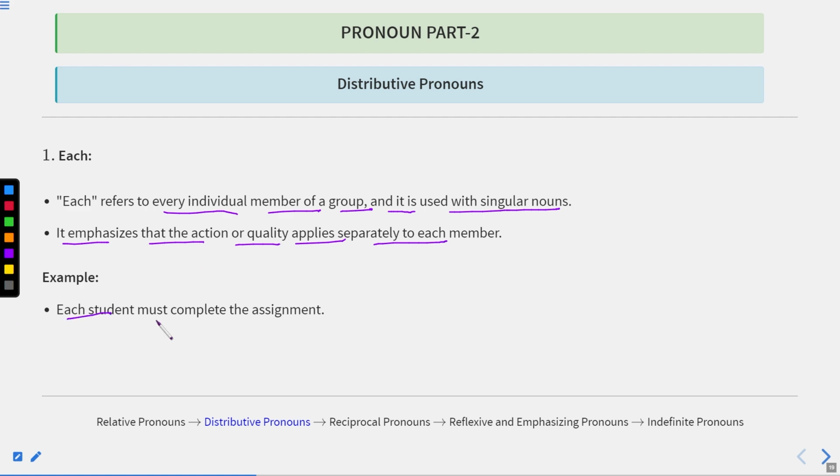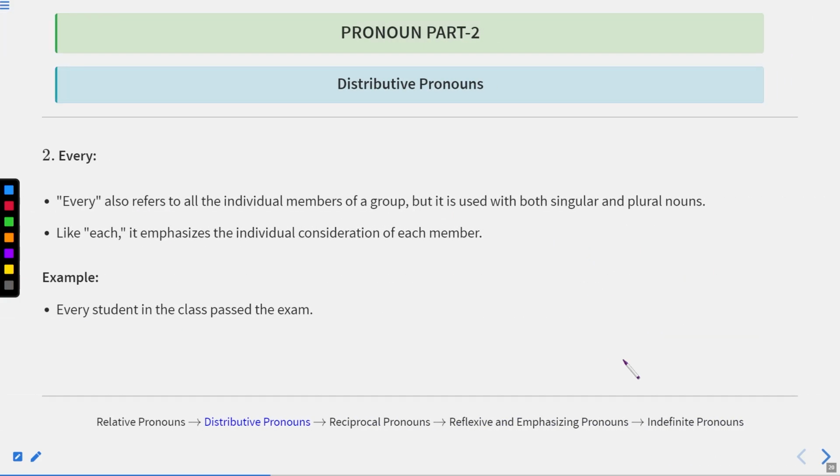For example, each student must complete the assignment. Whenever we use the word each, it should be followed by a singular noun and the singular form of the verb. But whenever we use each with the preposition of, it should be followed by a plural noun and the singular form of the verb.